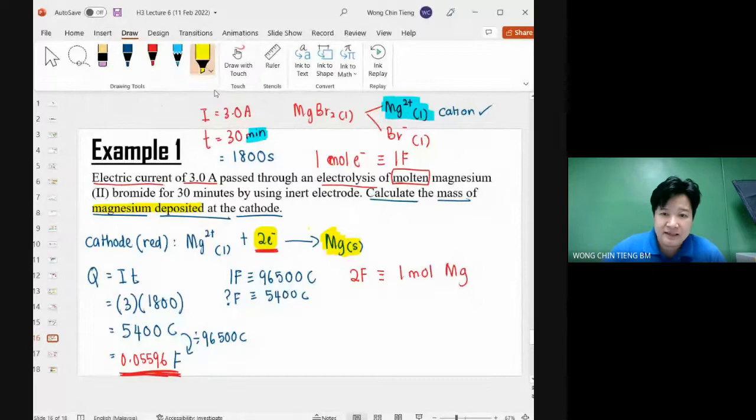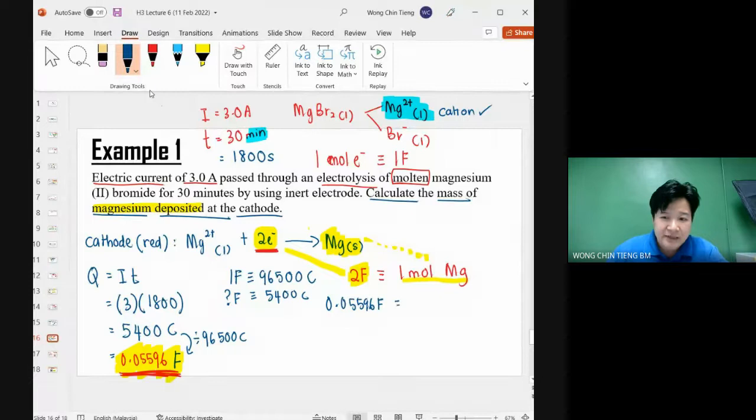Setakat ni ada masalah dengan Faraday? Okay, nampak? Yang ni tak ada isu apa. Yang ni senang je. Dua elektron, dua Faraday. Tiga elektron, tiga Faraday. Satu elektron, satu Faraday. Itu je. Okay? Dan sentiasa compare dengan siapa? Compare dengan benda yang kita nak. Yang kita nak cari. Kita tengah cari. Okay? So, selesai yang tu. Dua Faraday akan hasilkan satu mol. Tapi sekarang, saya tak ada dua Faraday. Saya hanya ada, alright, 0.05596 Faraday. Sama dengan berapa mol magnesium. Okay, Rasad, saya nak number of mol magnesium.